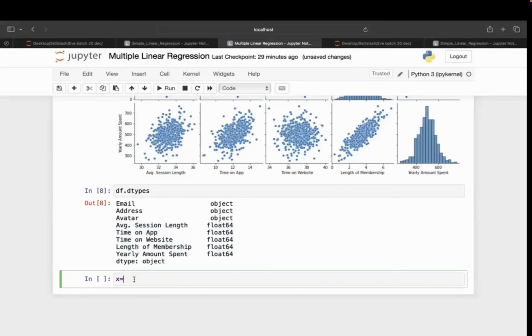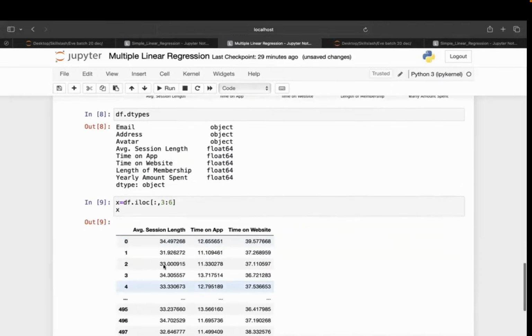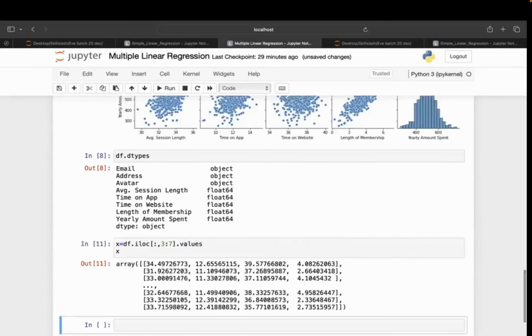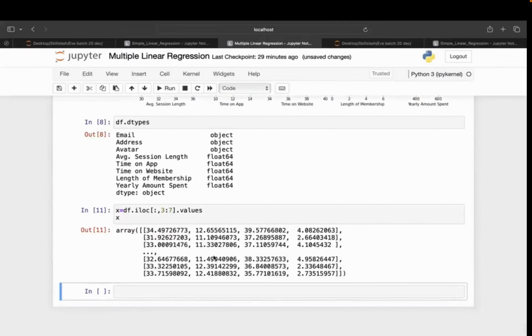Let's write simply df.iloc. I want all the rows, and from 3 to 6 columns. Getting it? Average session length, time on application, time on website, length of membership is getting left. Length of membership. So 3:7 is the correct answer. Since it is coming in the format of a data frame, I don't want that. I want a NumPy array. So I'm going to simply write dot values. It's giving me the array.